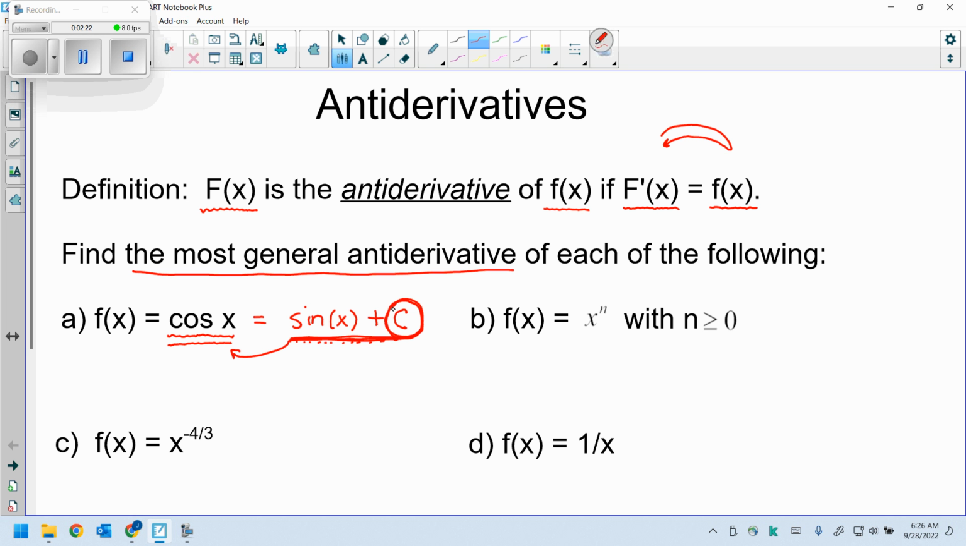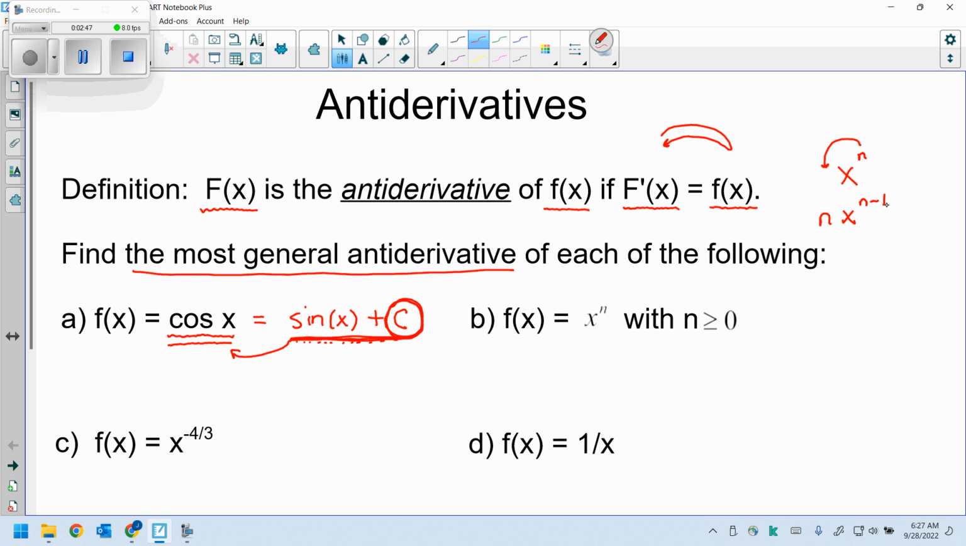Now for part B, finding the antiderivative of x to the n. When we found the derivative of x to the n, and I'll just do that up here, we brought the exponent around front, and then we decreased the exponent by 1. So now we're doing antiderivative, we've got to do the opposite.